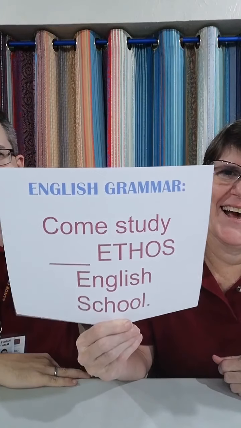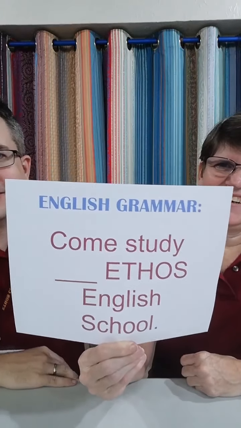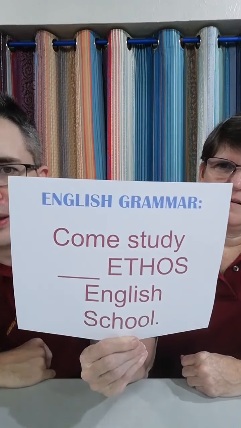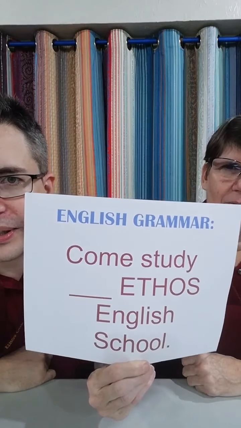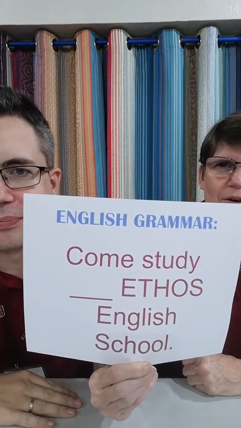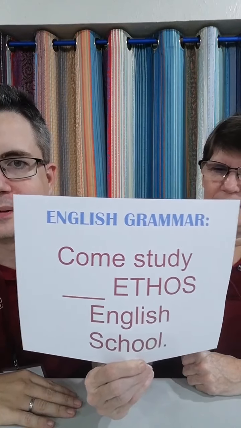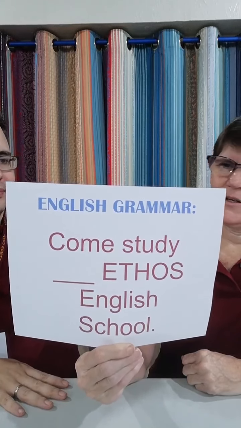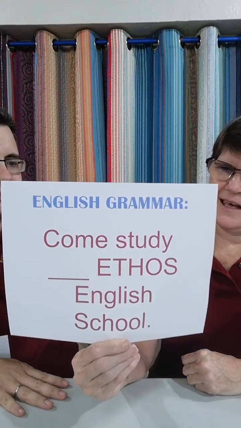Okay, somebody's put on, at. It's either on or at. Okay. Come study on Ethos. Study at. We got lots of at. Okay. They came back and said just at. Okay, very good. Taking a wild guess. Okay, so that's correct. You would study at a place. So come study at Ethos English School.